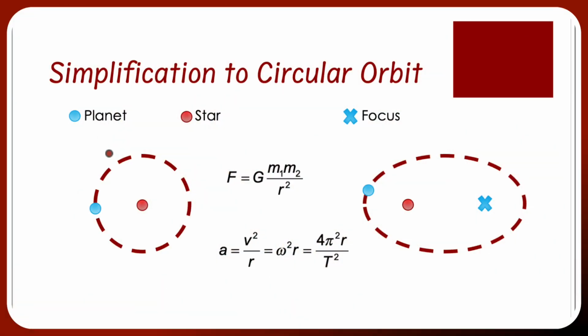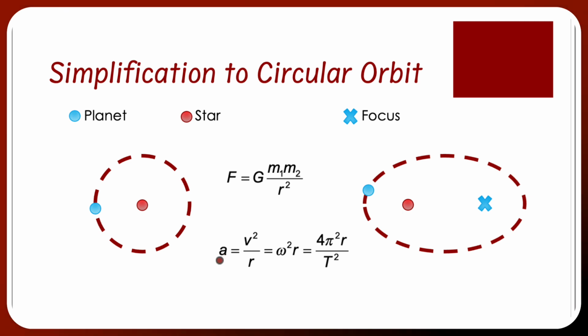There are plenty of times when I do want to do a simplification to a circular orbit, like this one. And that's so I can use these two equations that we can find in our data booklet. Now, this one is the universal law of gravitation. G is our constant, which we find in our book. M1, M2, those are just the two different masses, and sometimes you see them as capital M, little m. In this case, it'd be the mass of the star and the mass of the planet.